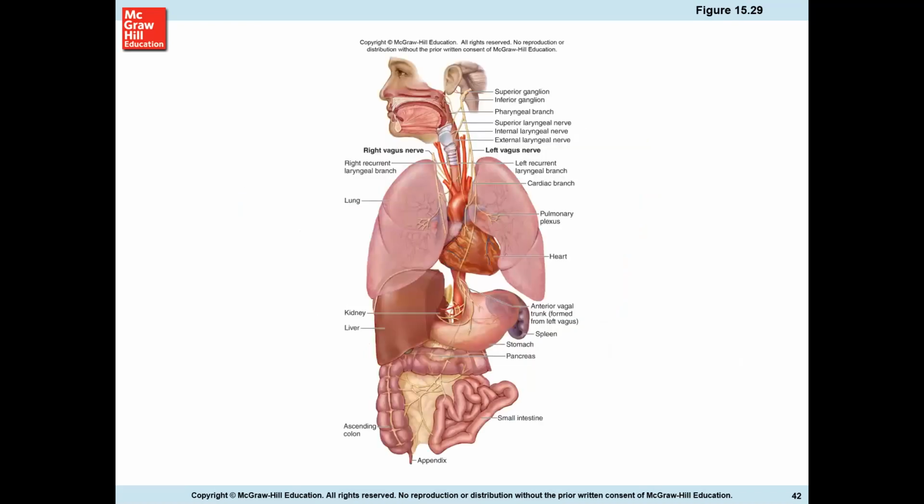Vagus nerve is huge. Look how far down this goes. This is autonomic, parasympathetic. It's motor and sensory. So it's both. And it's special sensory because it has taste innervation as well.